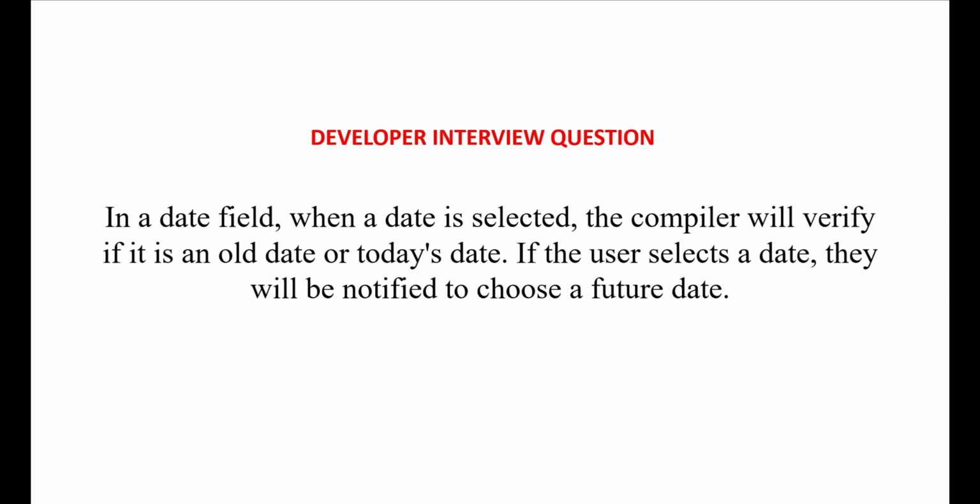That's why we have to write a script on this. If the user selects any old date, then automatically the compiler will inform the user to select a future date only, not an old date or today's date. Tomorrow's date or the day after tomorrow's date will be allowed. So that's the reason I'll write a client side script. I'll show you practically how to write the client side script and explain it step by step.